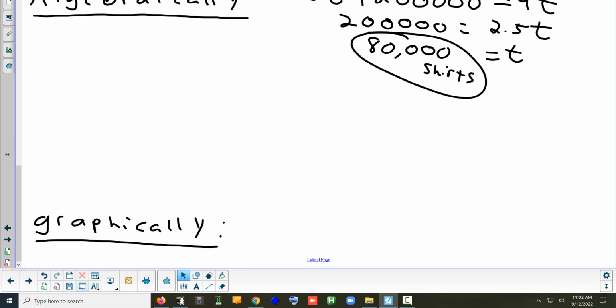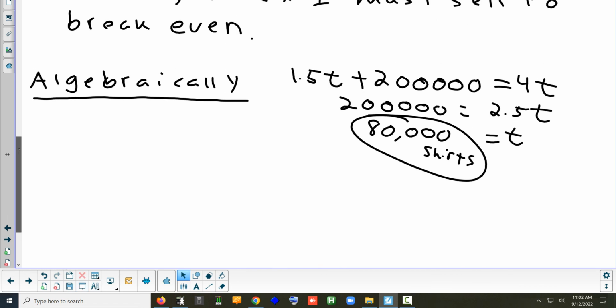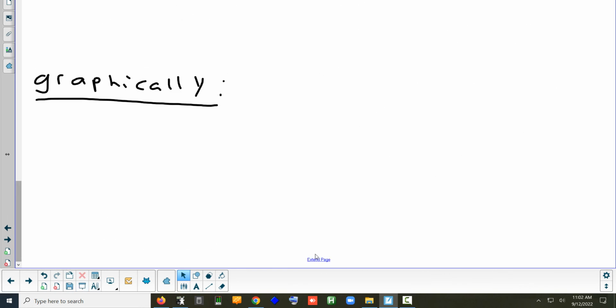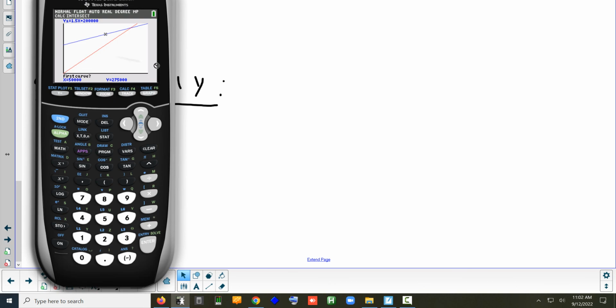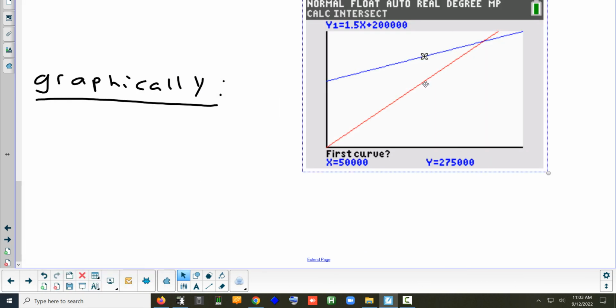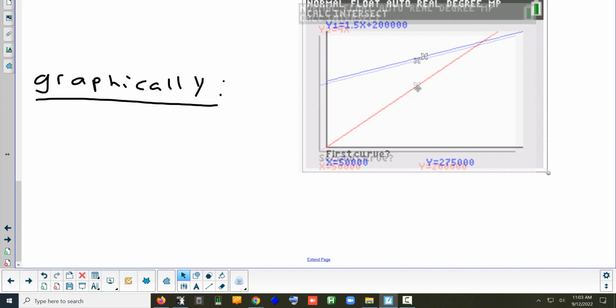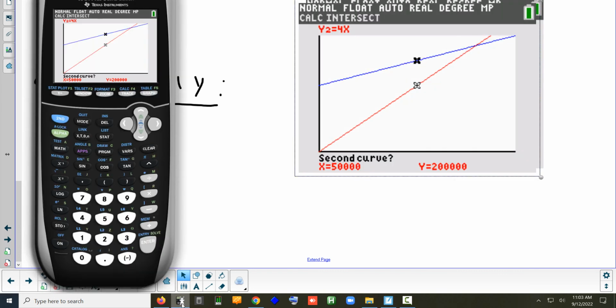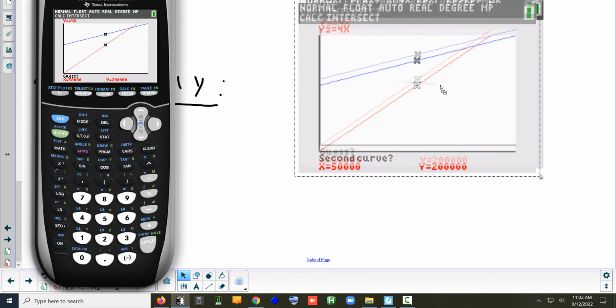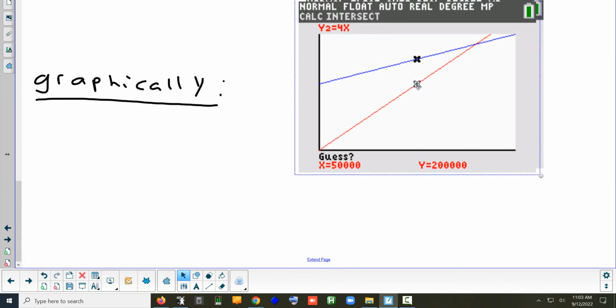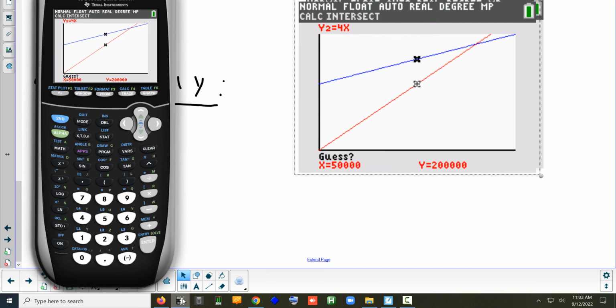Alright, so does everyone have the algebraic way? Okay. Let's go with this. So it asks me for first curve. What do I do when it says first curve? Yep, make sure it's on the blue one, hit enter. Now it says second curve. What do I do? Yeah, make sure it's on the other one, hit enter. And the last thing it's asking me for is the guess. You can really just hit enter because this isn't like a parabola and a line that could cross twice. They're only going to cross once, it'll find it. And that's what we get.